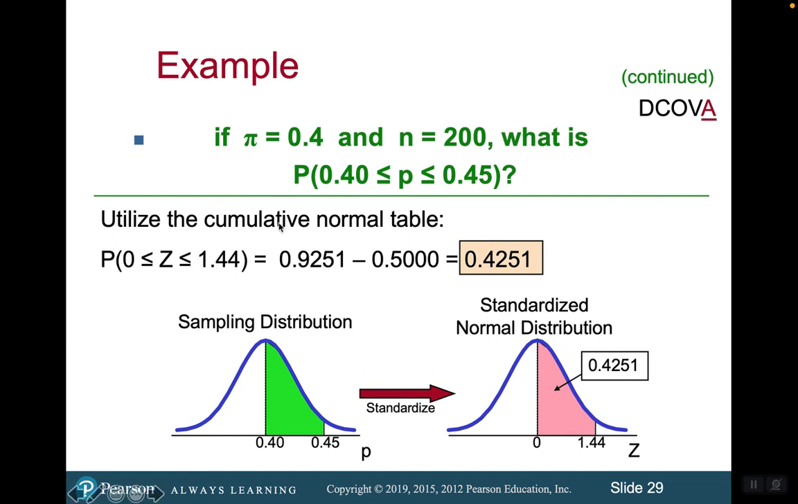So in this case, what we find is, by looking up the value in the z-table, what we'll find is at 0.4251. This is our sampling, using x as the mean. This is the standardized normal distribution using the z, and this value is 0.4251.